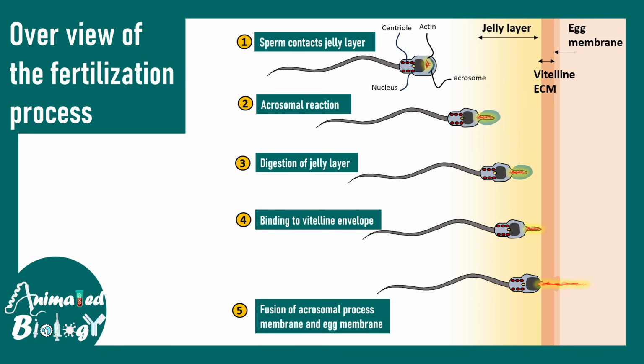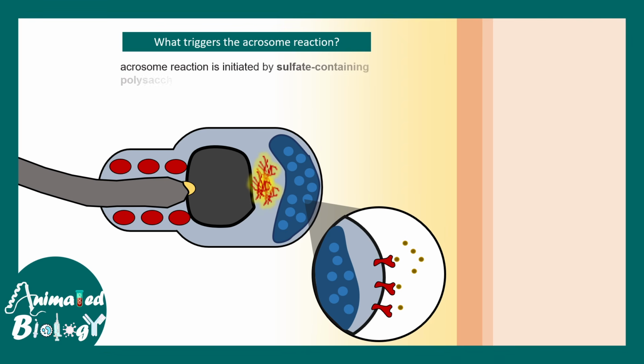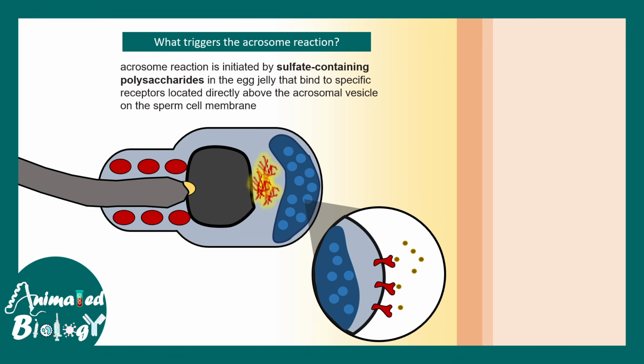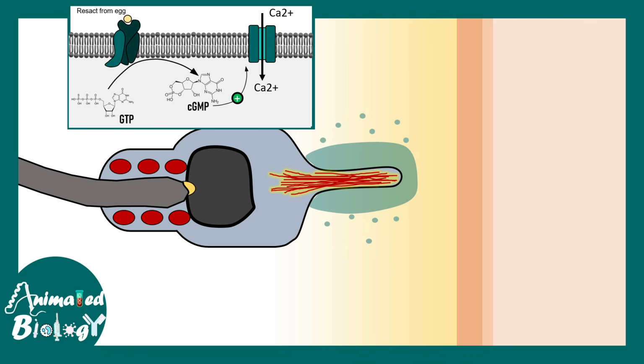This is the overview of the fertilization process, and let's delve into details. Here we can see the head of the sperm. Here you can see the acrosomes. Now, the acrosome reaction is initiated by sulfate-containing polysaccharides present in the egg jelly. Again, this is a highly species specific interaction. Here we can see there are specific molecules from the egg that trigger the cyclic GMP response and allow calcium to get inside the cell, and the calcium level rise activates the Rho kinases.